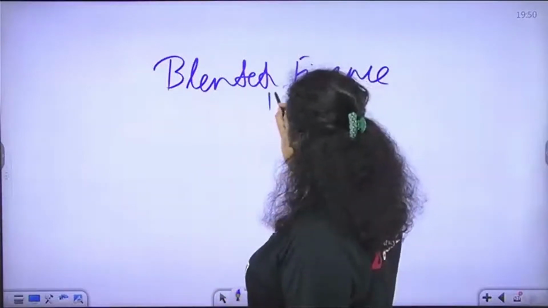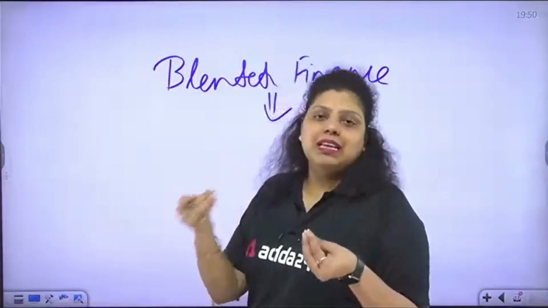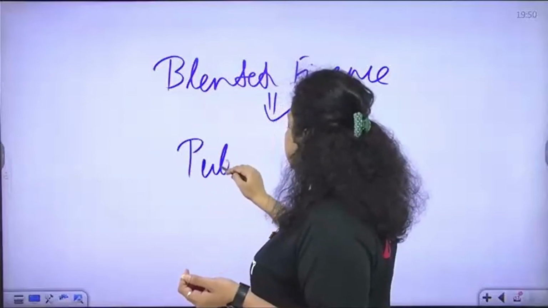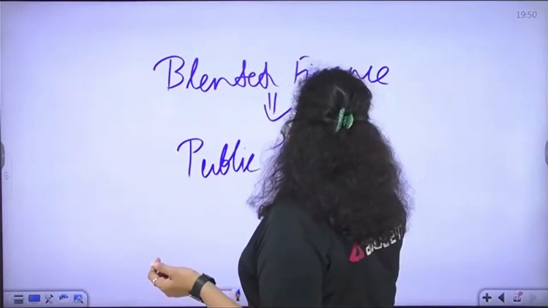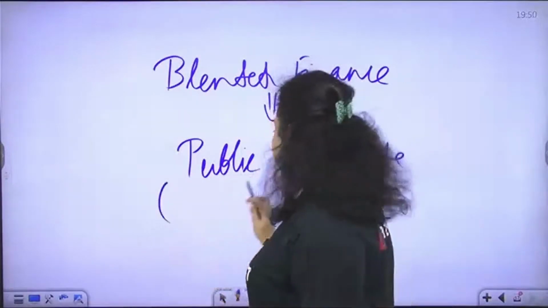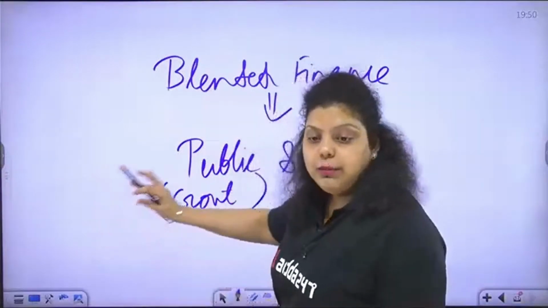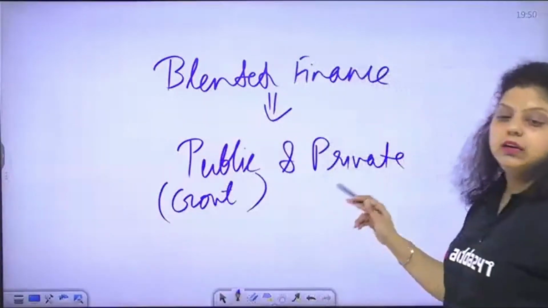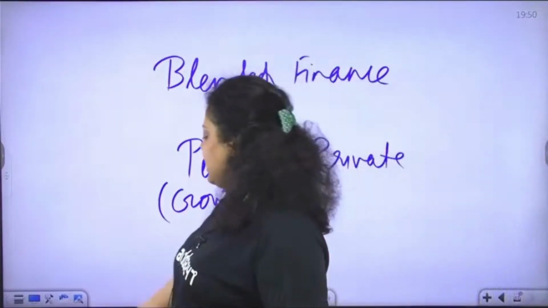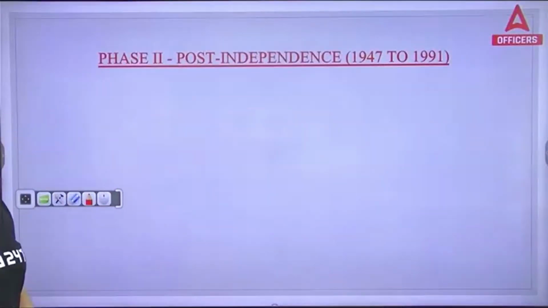Now, what does blended finance mean? It means the money required to develop the roads and all will be shared between public and private. Public, whenever you're talking about it in the economic subject, means government. So the government and the private sector will share the burden of expenditure of the infrastructure development. That's blended finance. And that was done at the time of the first 5-year plan also. That's why the mixed economy was introduced.